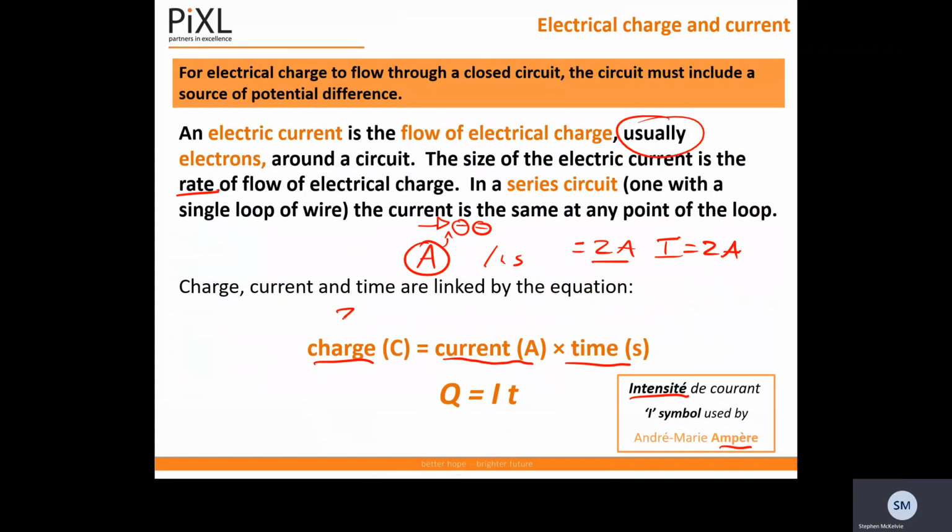If I want to know the total amount of charge that has moved around the circuit, then I write down the amount of current, so 2 amps, because I'm saying that it's 2 amps per second, multiplied by the number of seconds that my circuit has been on for. So if it's been on for 4 seconds, then I've got 2 amps per second 4 times, meaning that the total amount of charge was 8 coulombs. So remember, Q stands for quantity of charge and I stands for intensity of flow. Here's a question.